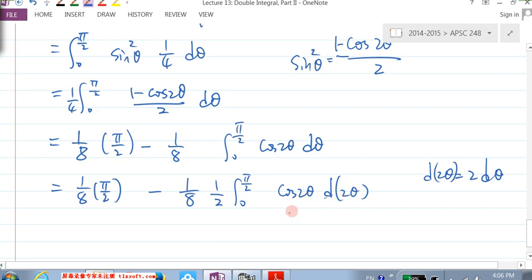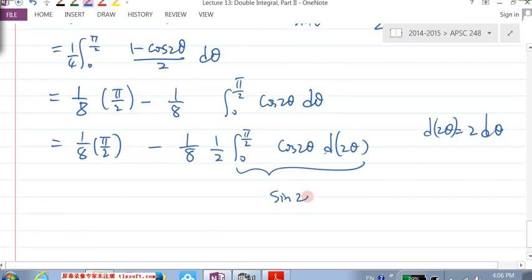So that basically means this integration here is sine 2 theta, and then goes from 0 to pi over 2. So sine pi is 0, sine 0 is 0. Actually, the second term is all 0, right? So this is 0 here. So you end up with pi over 16. That make sense?